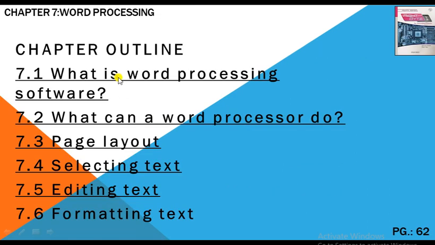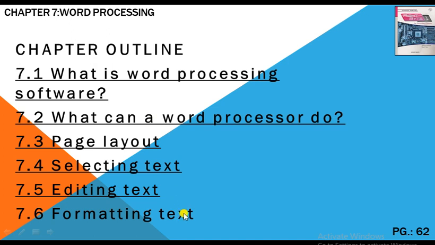Students, in the previous lecture we studied what is word processing software, what can a word processor do, page layout, selecting text and editing text. You can recap the lecture. In page layout we did how we can select a page size, page orientation and page margins. In selecting text we learned how we can select text using a keyboard and by using a mouse. And in editing text we studied how, after selecting text, we can cut and paste the text, copy and paste the text, and delete the text.